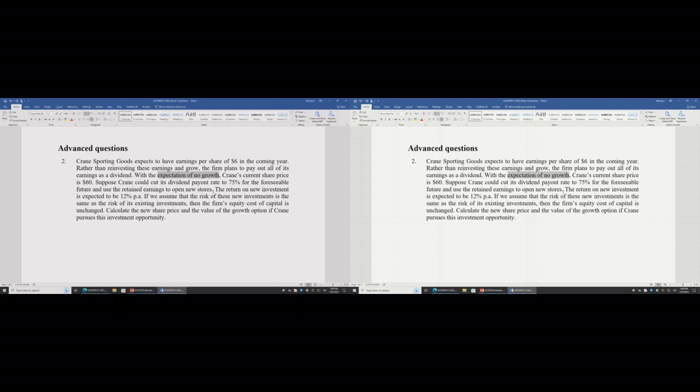And if you assume the risk of new investment is the same as the risk of its existing investment, all right, so that information is also important. If the new investment risk is the same as the existing investment, it means that the required rate of return from the investor will not change because the risk is the same, right? The required rate of return will be the same. And actually, it has been highlighted. The firm's equity cost of capital is unchanged. Now calculate the new price, and obviously the value of the growth option. So just calculate the new price. So new price means the price based on the second plan.